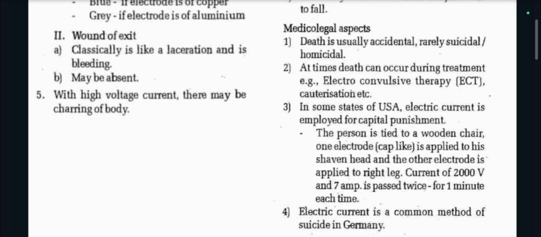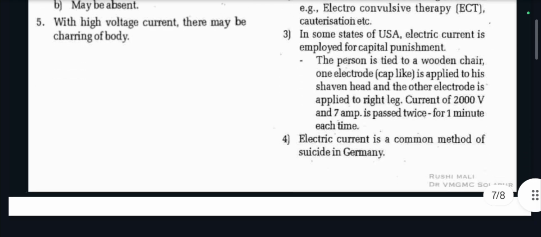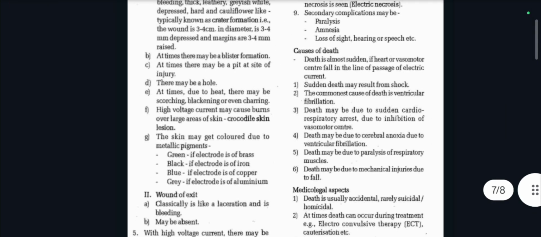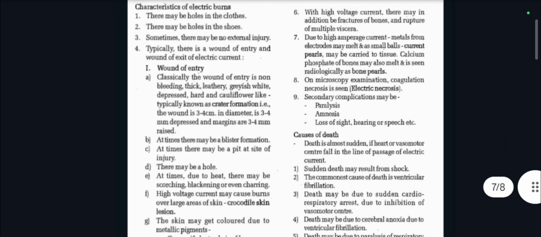Death is usually accidental, rarely suicidal and homicidal. At times death can occur during treatment, that is ECT and cauterization, etc. In some states of USA, electric current is employed for capital punishment. The person is tied to a wooden chair, one cap-like electrode is applied to his shaven head and the other electrode is applied to the right leg. Current of 2000 volts and 7 amperes is passed twice for 1 minute each time. So this is a sort of punishment in USA. Electric current is a common method of suicide in Germany. So these are the few points regarding medical legal aspects of burns, or say Joule burns.